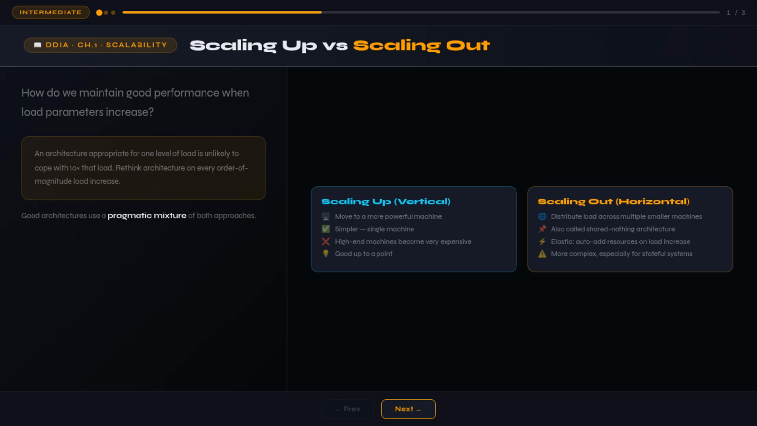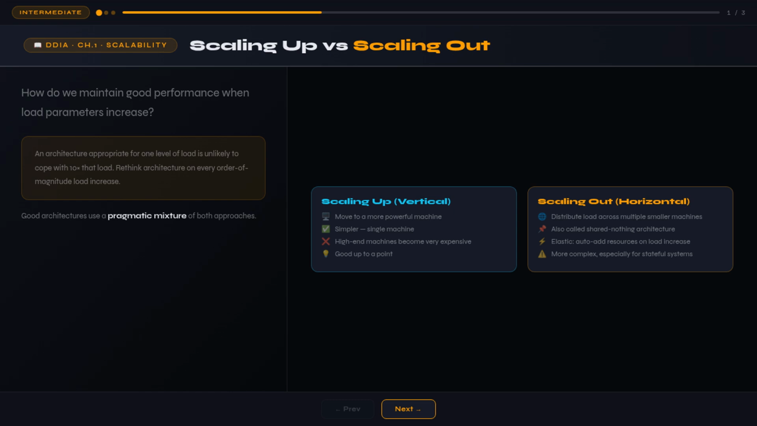In practice, good architectures are not religious about this choice. They use a pragmatic mixture. Using several moderately powerful machines can be both simpler and cheaper than using a large number of tiny virtual machines. The right balance depends on your specific workload.